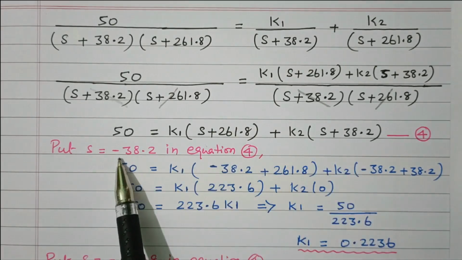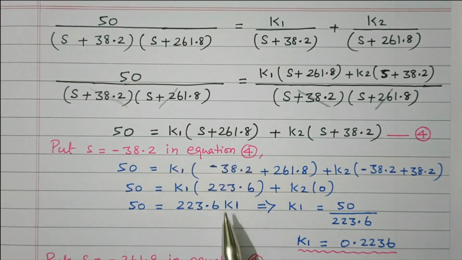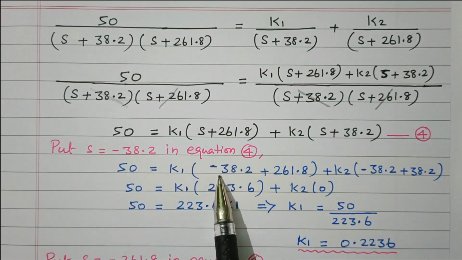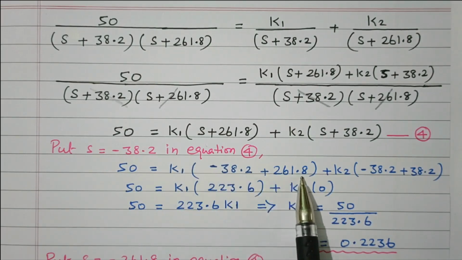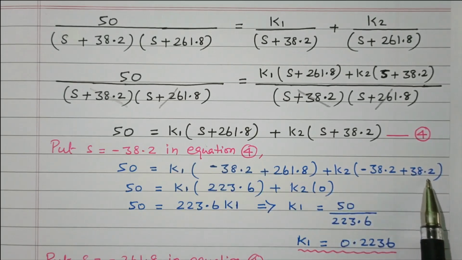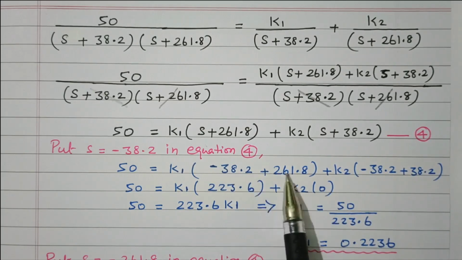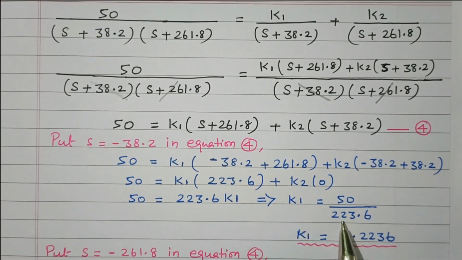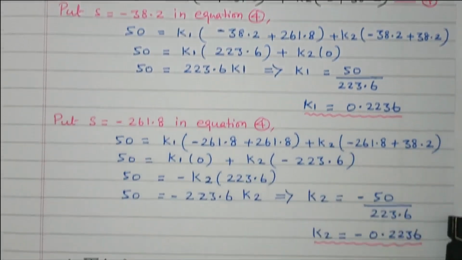First we will substitute minus 38.2 in this equation number 4. So 50 equal to K1 into minus 38.2 plus 261.8, plus K2 into minus 38.2 plus 38.2. So this term becomes 0. This term is 223.6. That is 50 equal to 223.6 into K1. K1 equal to 50 divided by 223.6, which is nothing but 0.2236. That is the K1 value. Similarly, we can find the K2 value.